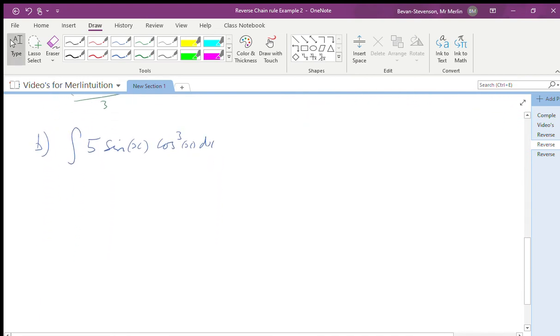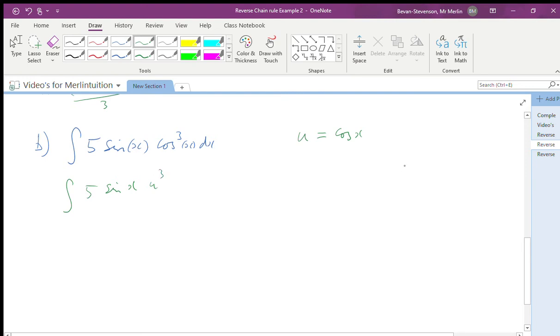Okay, moving down to the second question. This second question we actually see quite a lot. It's a fairly prevalent exam style question. So here we have cos x all cubed. So I'm going to say that u is cos x. We have the integral of 5 sin x u cubed.